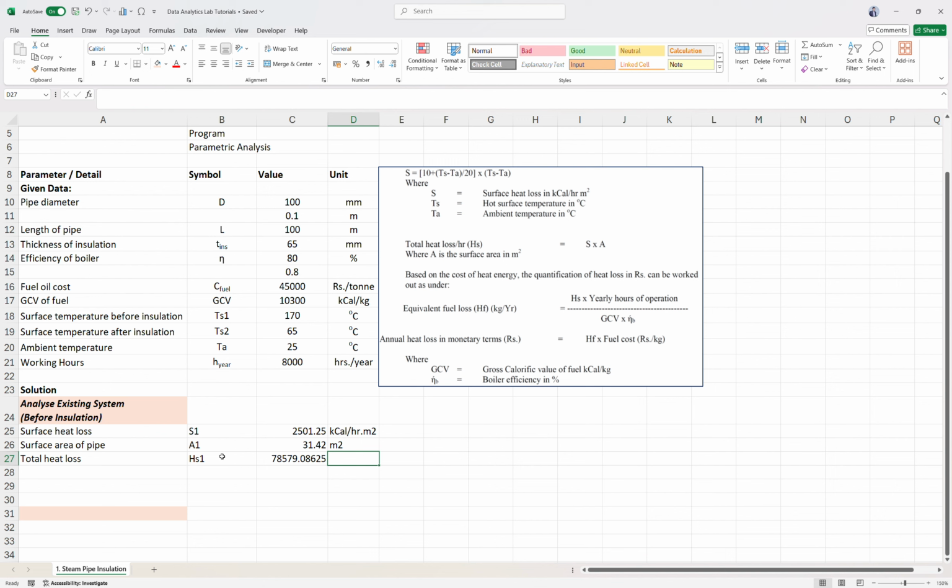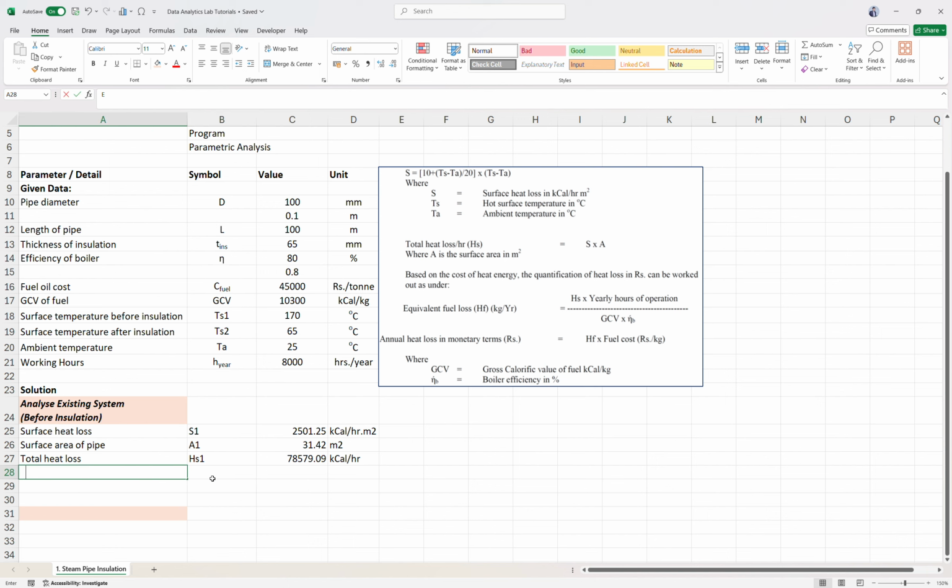Tab, the unit of HS1 is kilocalorie per hour. Remember, we have multiplied S1 by A1, hence meter square unit will be absorbed. So I will press delete and then I will press enter. HS1 is calculated. I can adjust its decimal places up to 2 or 3 as per your choice.